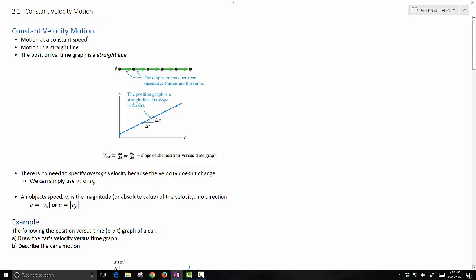So if it's constant velocity, remember velocity has both speed and direction, or magnitude and direction. So it's got to be constant speed and it's got to be a straight line. In other words, it's not changing direction or speed. Simplest type of motion. Okay, and that's constant velocity motion.